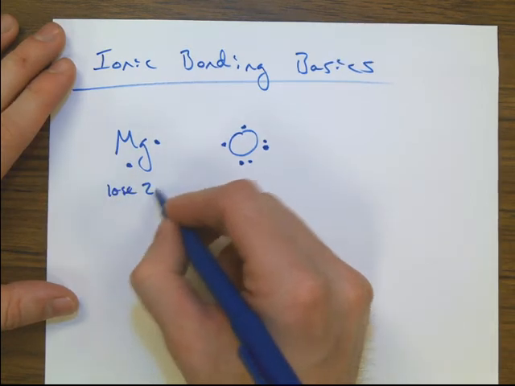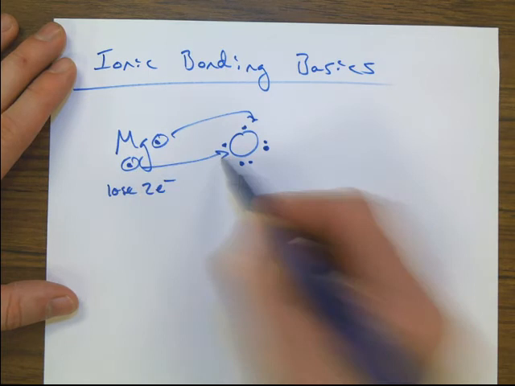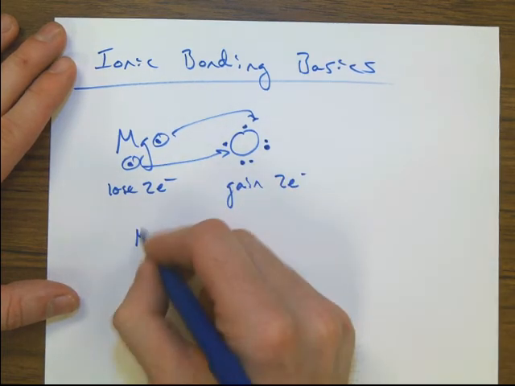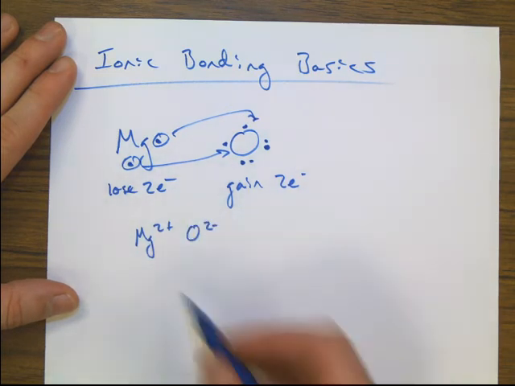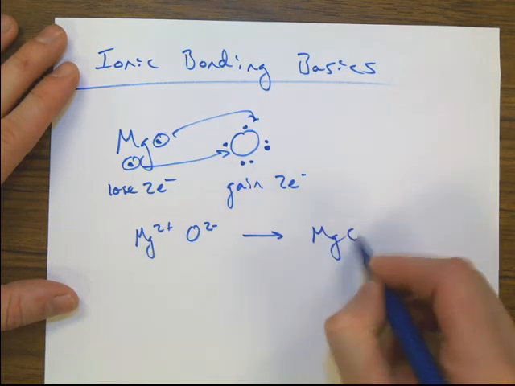So if magnesium loses 2 electrons, those electrons can transfer to the oxygen, so the oxygen can gain 2 electrons. When you have this electron transfer occur, magnesium has a positive 2 charge, oxygen has a negative 2 charge, and of course the charges balance each other out, so the formula is MgO.